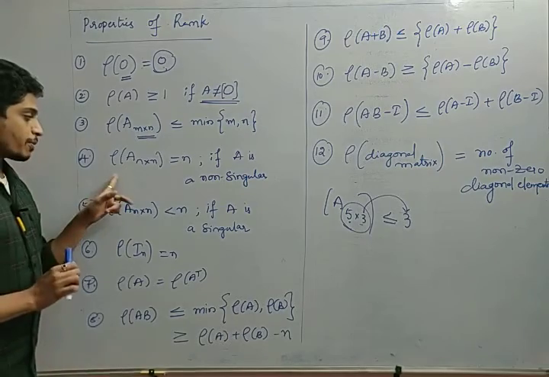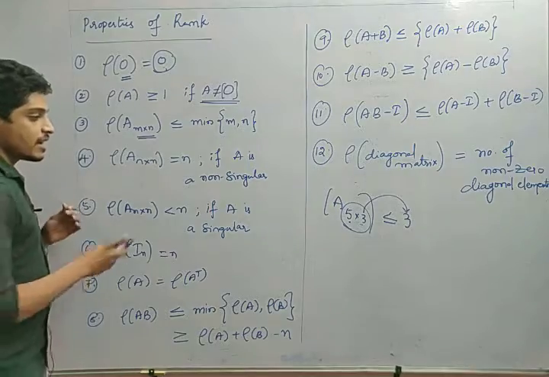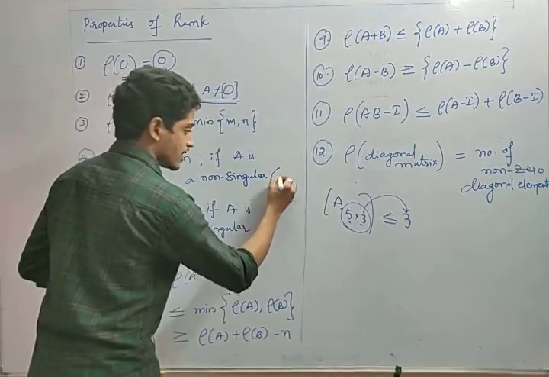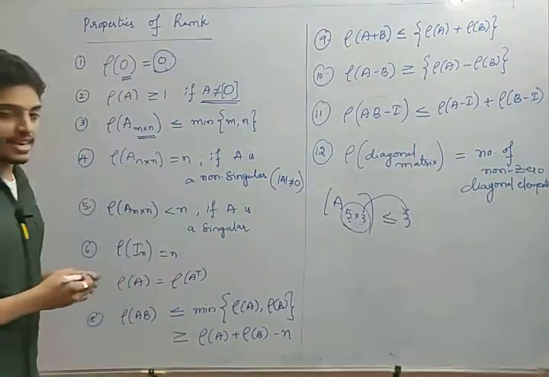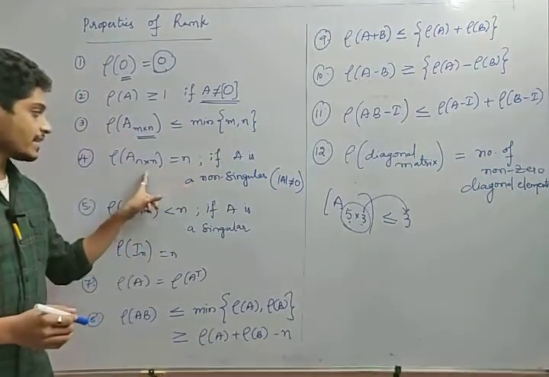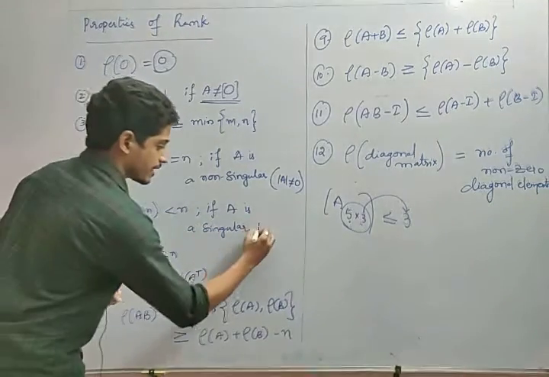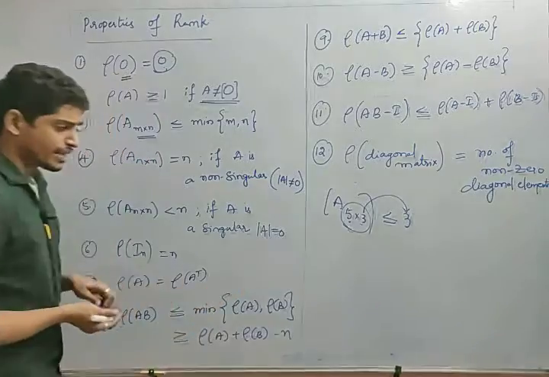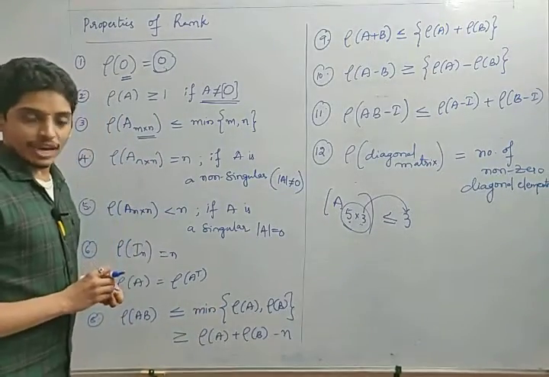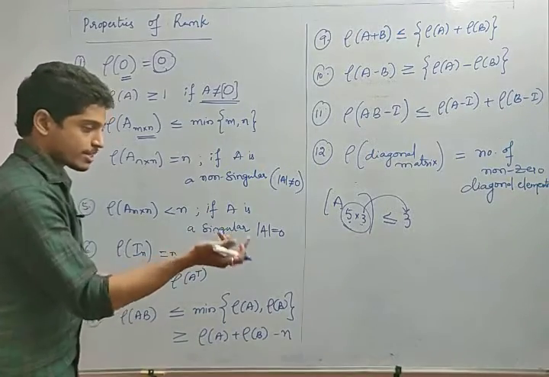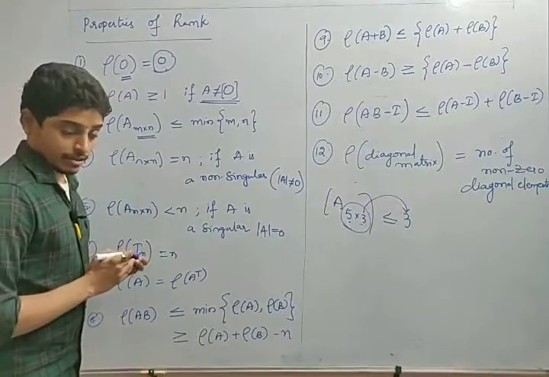Next property: the rank of a matrix is n if A is a non-singular matrix. Non-singular in the sense the determinant is not equal to 0. If the determinant of the matrix is not equal to 0, then the rank is the order of the matrix. If the determinant is 0, that is singular, then the rank will be less than the order. If the determinant is 0 and the order is 3, definitely the rank won't be 3 in this case. 2 or 1 will be the matrix rank.